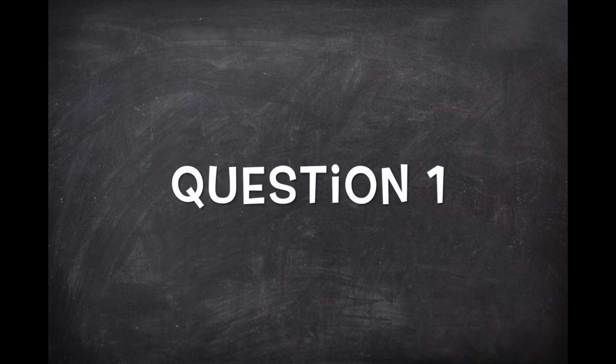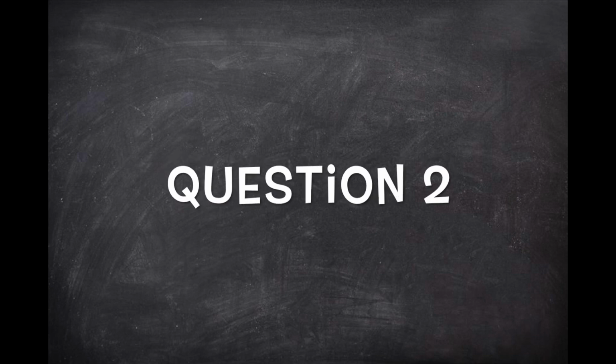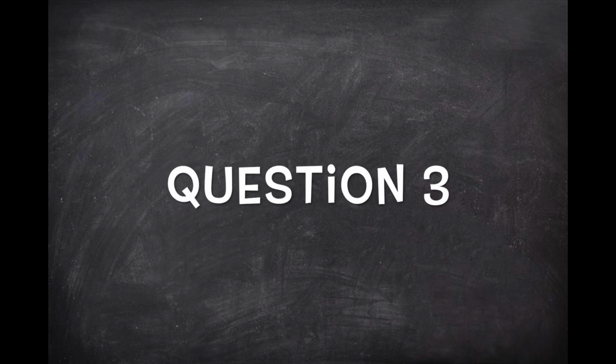So take out a piece of paper and write down the answers to the following questions. Question 1 is, what is the structure of a neuron? Question 2 is, what is the casing that is wrapped around the axon called? And question 3 is, is the transfer of signals through the neuron efficient or not? Explain why.